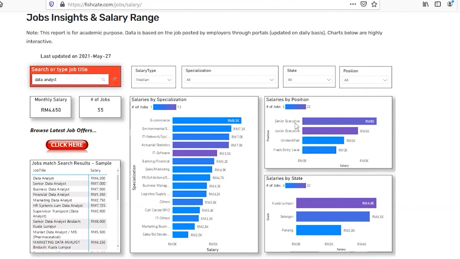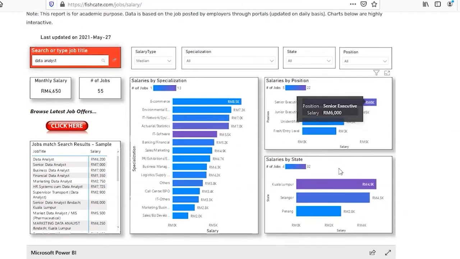So I think in that case, people in fact can use this dashboard. They can actually get a clearer picture of when they apply for some job, what is the salary on offer and what is the market. So this is, I think, the overall picture for Fishcate, Fishcate.com.